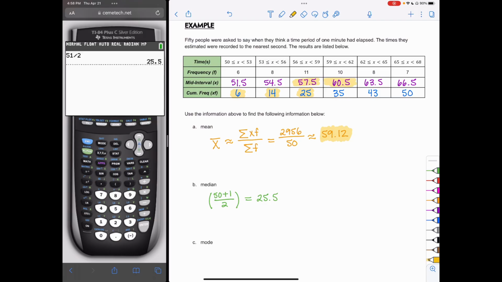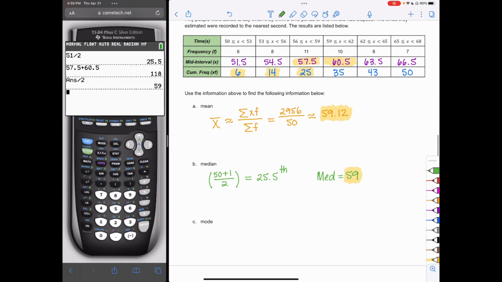So when I do that, I'm going to have 57.5 plus 60.5, and then I'm going to divide by 2, and I end up getting that my median is 59. All right, so that is my median. Remember, we had to find the 25.5 term, or we can say the 25th term if you want to.